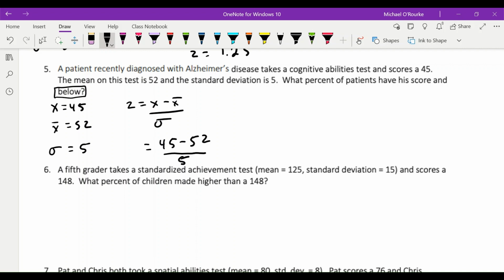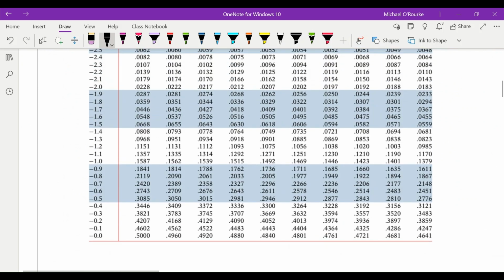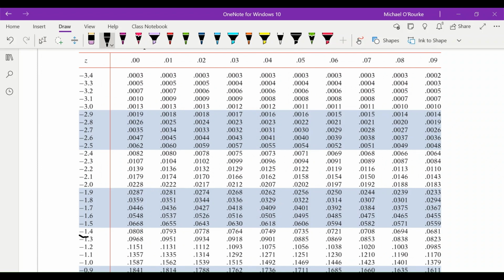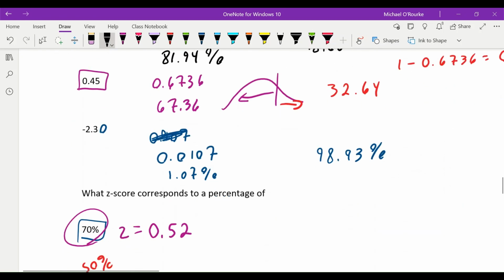So I run that through my calculator. 45 minus 52, oops. Negative 1.4. That's why I got my calculator. I'm going to add the 0 in there so I know how far to go to my chart. Negative. So, go to my chart. Negative 1.4 is right here. 0 is right here. So I'm right there. 0.0808 is my answer.